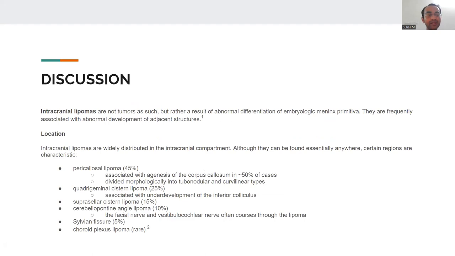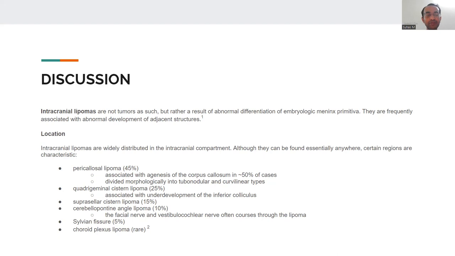Discussion. Intracranial lipomas are not tumors as such, but rather a result of abnormal differentiation of embryonic meninx primitiva. They are frequently associated with abnormal development of adjacent structures. Location. Intracranial lipomas are widely distributed in the intracranial compartment. Although they can be found anywhere, certain regions are characteristic.